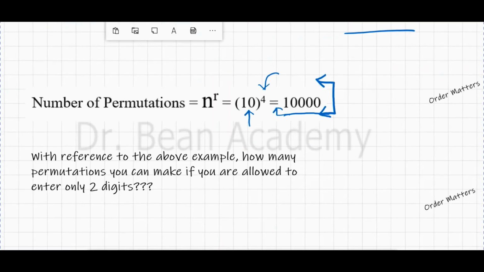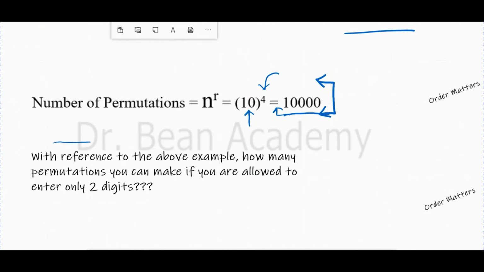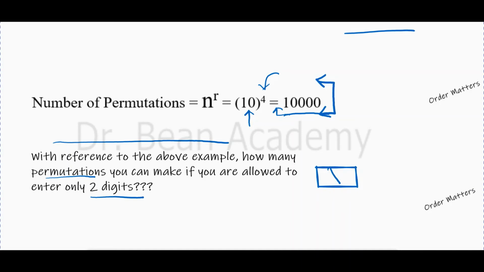Let me give you another example. With reference to the above example, how many permutations can you make if you are allowed to enter only 2 digits, meaning the length of the code is only 2 digits? Suppose it's a very old mobile phone and it asks you to enter a code, and you can only enter a 2-digit code. Can you tell me how many permutations you can make?